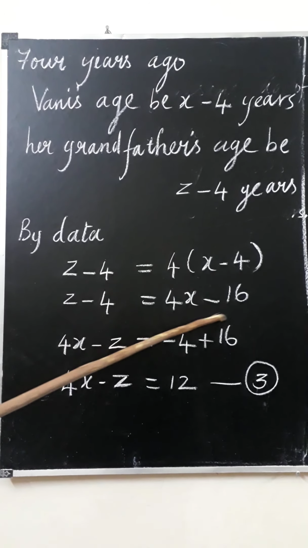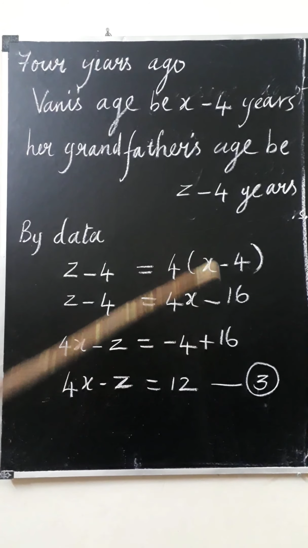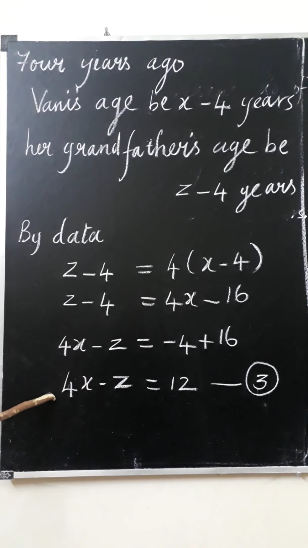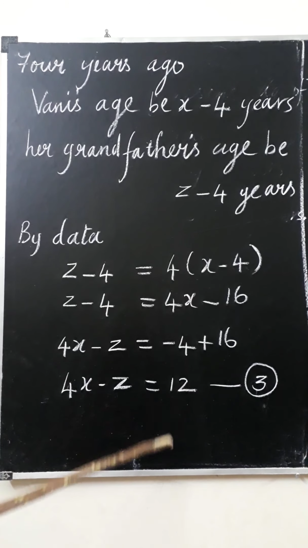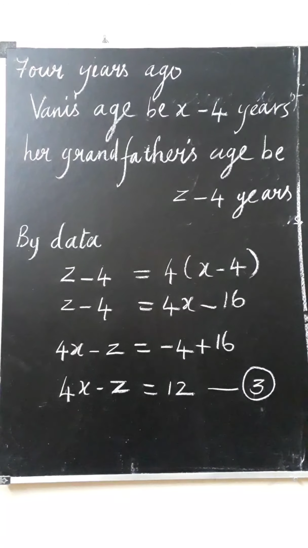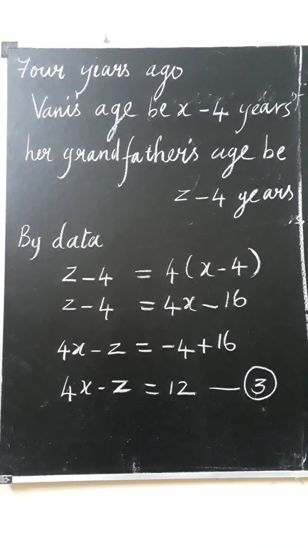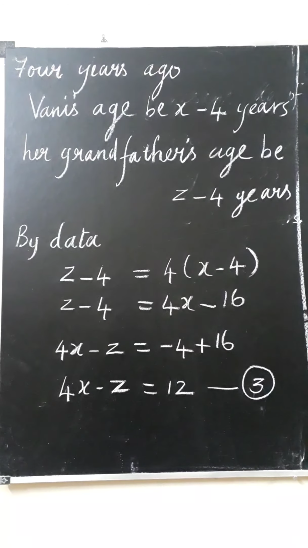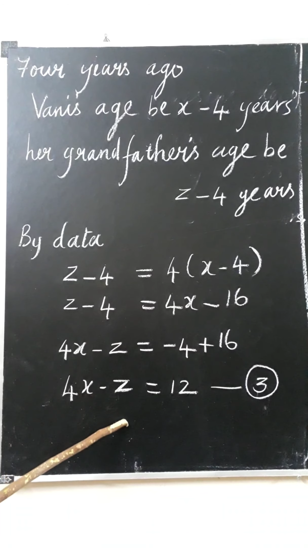Then by bringing the variables to LHS, numbers to the RHS, we got the third equation only in two variables. 4x minus z is equal to 12. So we got the three equations. First two equations are in three variables. So take the first two equations and eliminate y in that. Then you can get the fourth equation in x and z. And the fourth and third equation, when you solve them, you can get what is x and z.